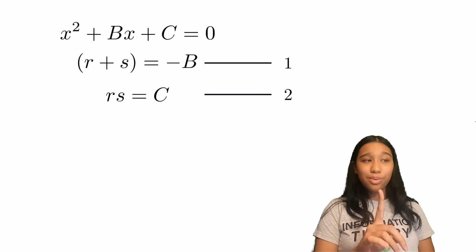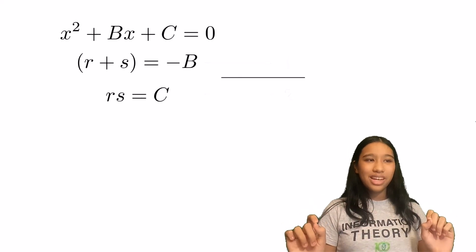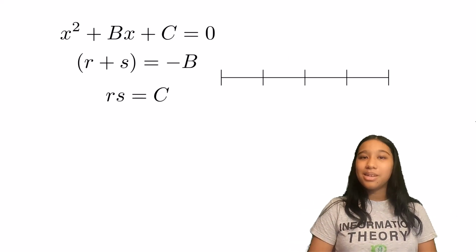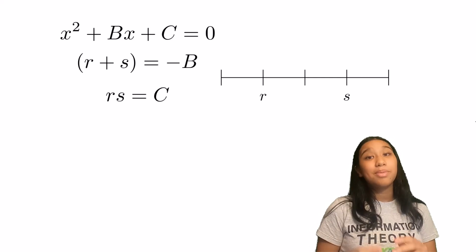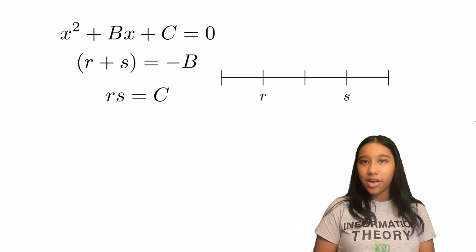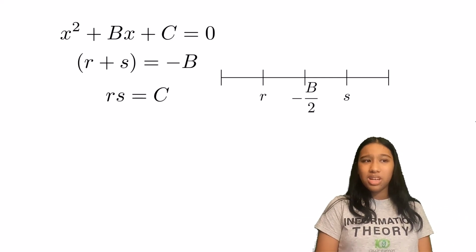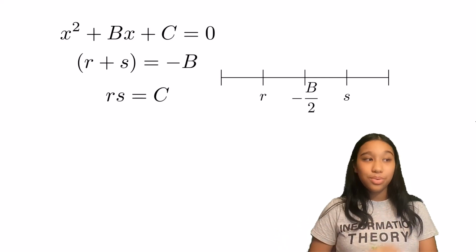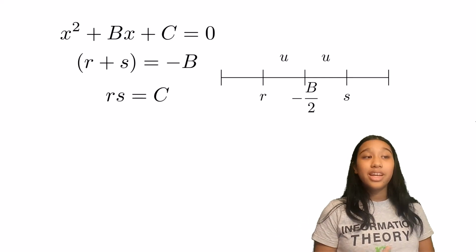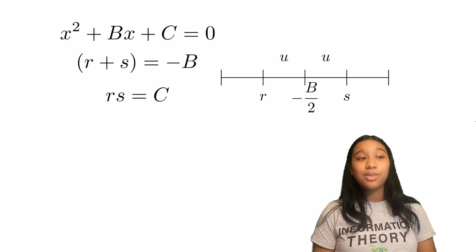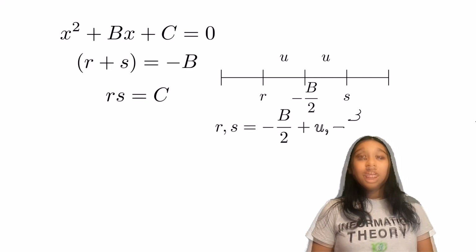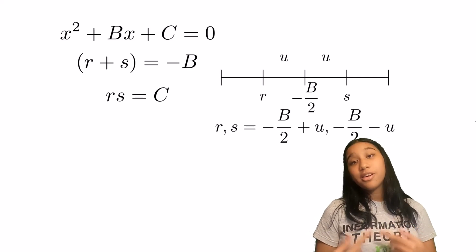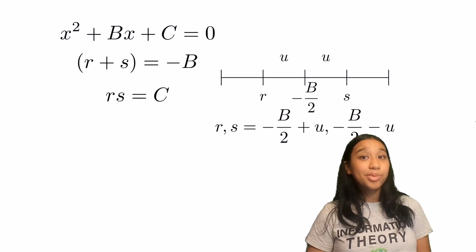Now, look at equation 1. If you drew this out on a number line, since r plus s must add up to negative B, r and s must be equidistant from half that value, or negative B over 2. Let's call this distance u. Then you could represent r and s as negative B over 2 plus u and negative B over 2 minus u. Note that it does not matter whether r or s is greater, as they are interchangeable.